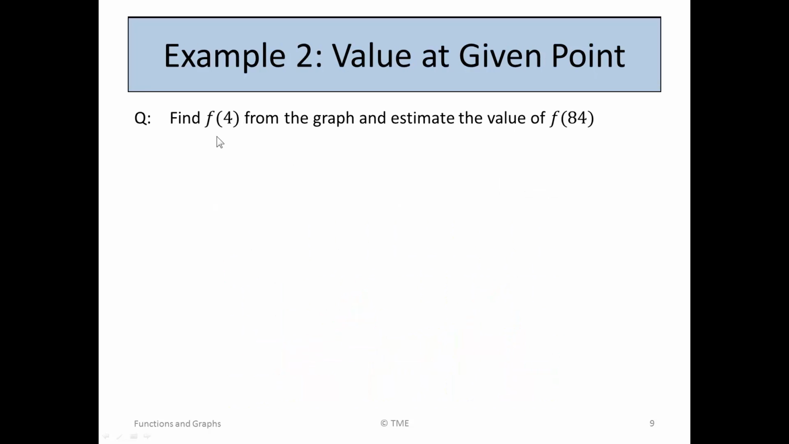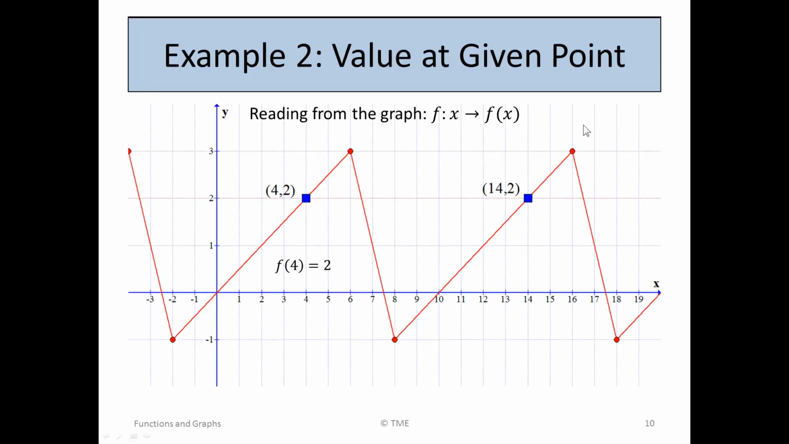We're now asked to find the value of the function at point 4 from the graph, and from that estimate the value of the function at point 84. We look at the graph here and we can see, well, this is grand. We can see the value at 4. We can look up and estimate it, and it looks like the value is 2. That at the point 4, the height is 2. So we can say reasonably certainly from observation that f(4) is about 2.